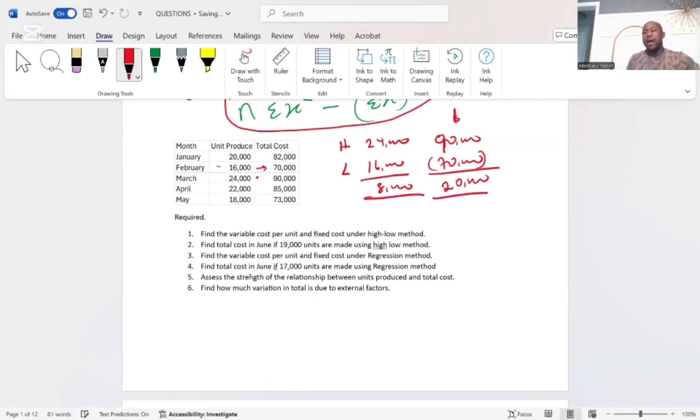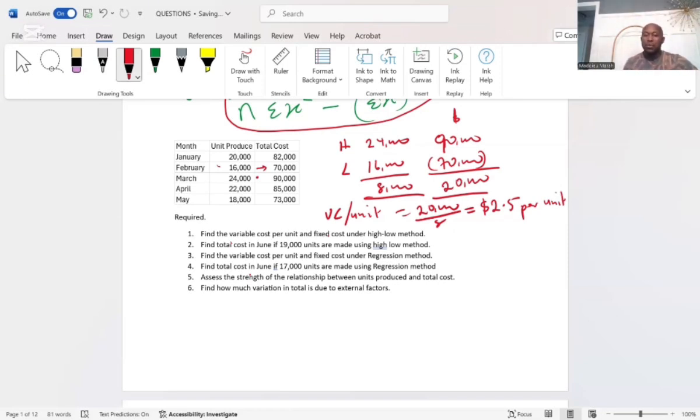So I finished my second step. First step, identify the activity, the high and low. Second step, get the difference. Now my variable cost per unit will equal 20,000 divided by 8. This will give me 2.5 per unit. This is my variable cost per unit.